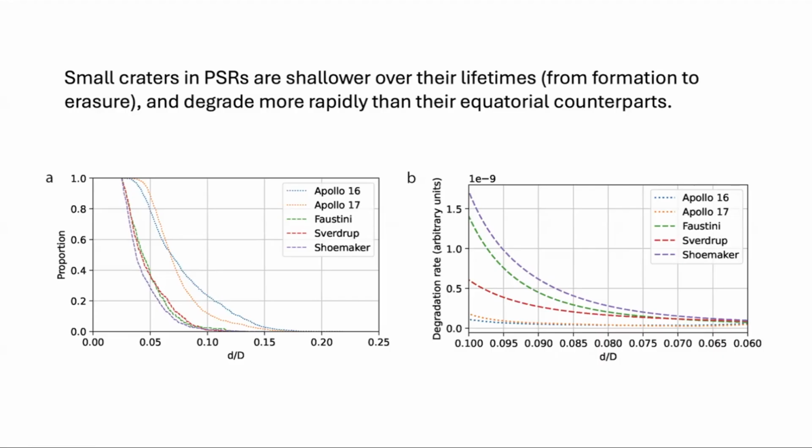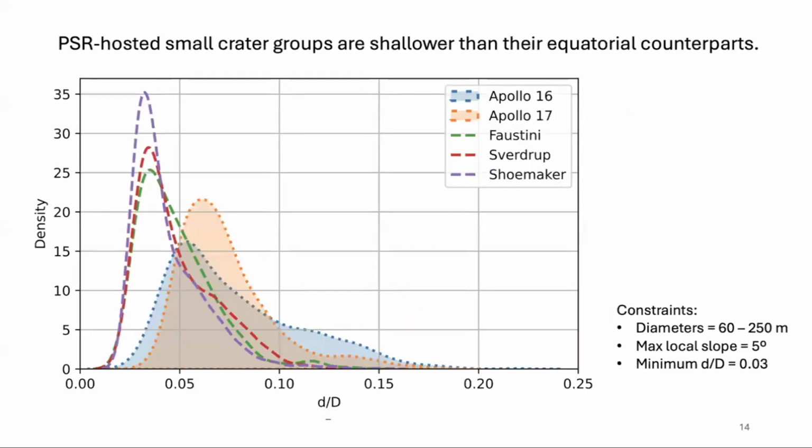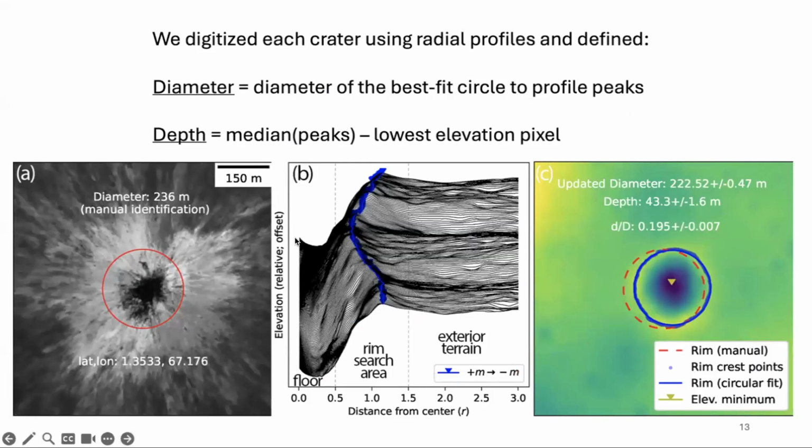Well, what in that plot tells you that those are shallower? The horizontal axis is the depth to diameter. Okay, but what are the error bars on that? Well, I don't have the error bars plotted anywhere, but we have error statistics calculated for every measurement. For example, this one here, the one sigma is 0.007.